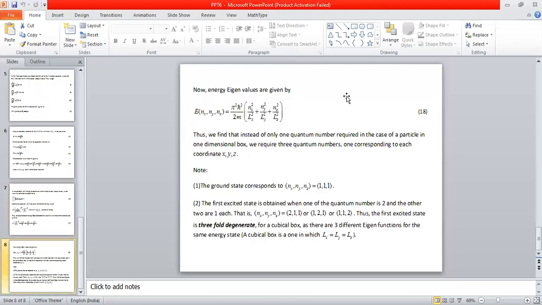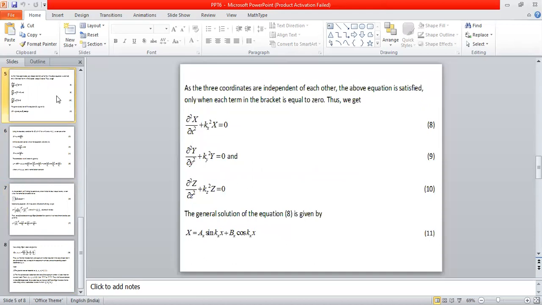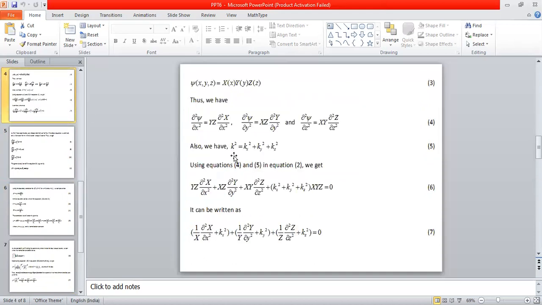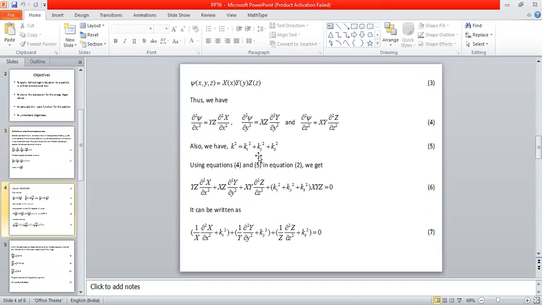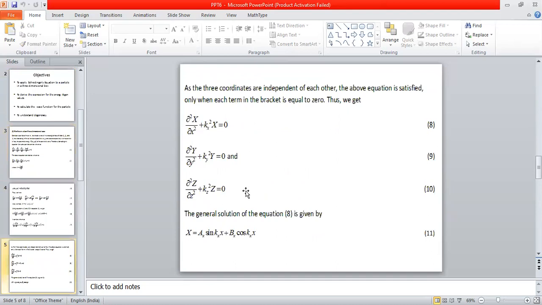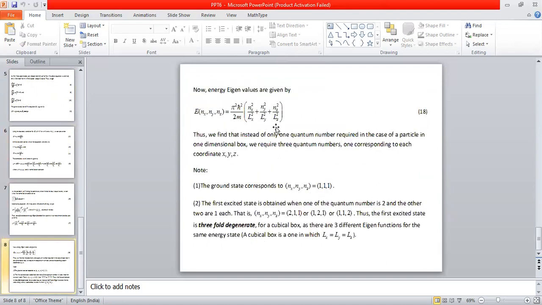Now it is also possible to find the energy eigenvalues. We can show this very easily by combining three different equations. Here we have to use the equation k square is equal to kx square plus ky square plus kz square. We all know that k square is equal to 2mE by h cross square. And the value of kx is nx pi divided by lx, the value of ky is ny pi divided by ly, and the value of kz is nz pi divided by lz. We can substitute all these things, and it is possible to find the energy eigenvalues.